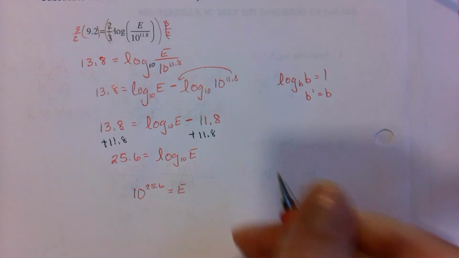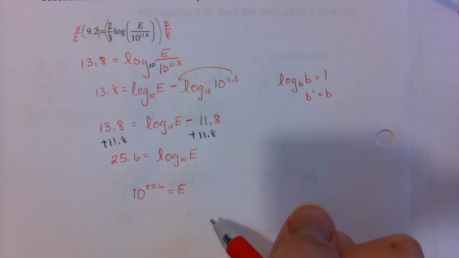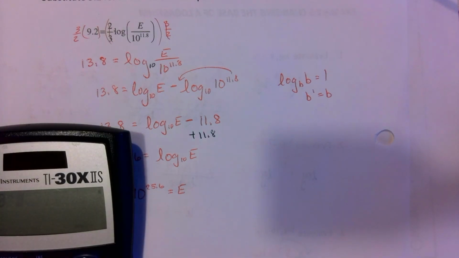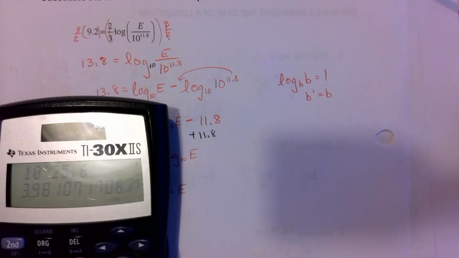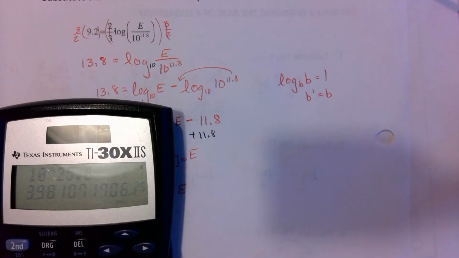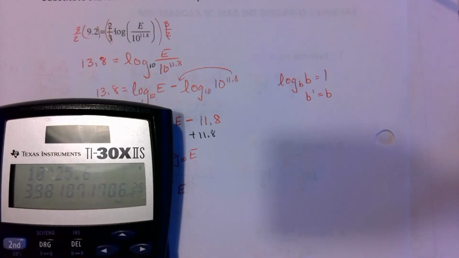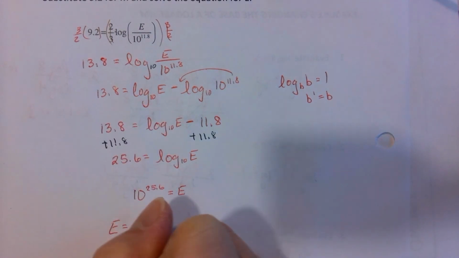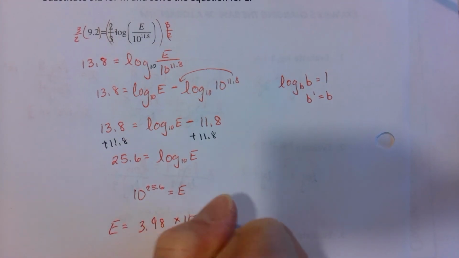Guys, you just solved this problem. You know that the amount of ergs given off, the amount of energy, is 10 to the 25.6. That's it. You're done. Let's throw that in the calculator. 10 to the 25.6, and wow, we get a really big number. It's 3.98, and there's a whole lot of decimals, times 10 to the 25th. That is scientific notation. So the amount of ergs given off, E, rounding this, is 3.98 times 10 to the 25th.